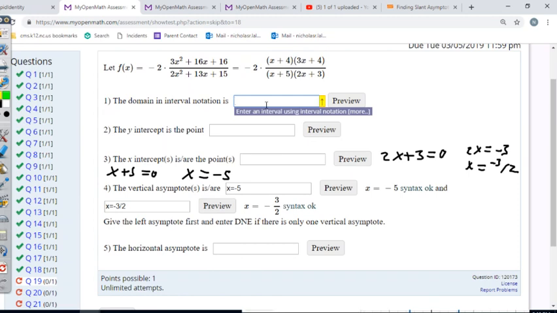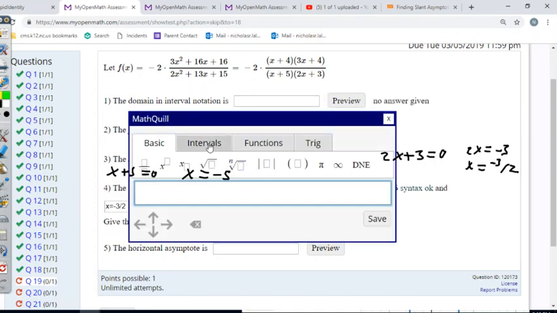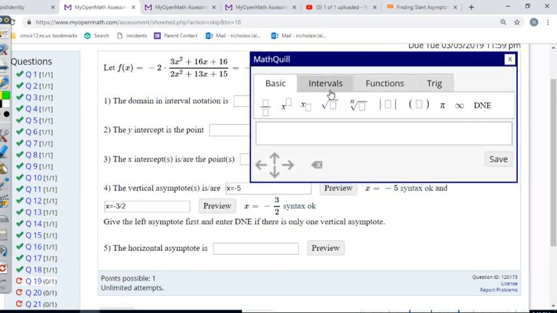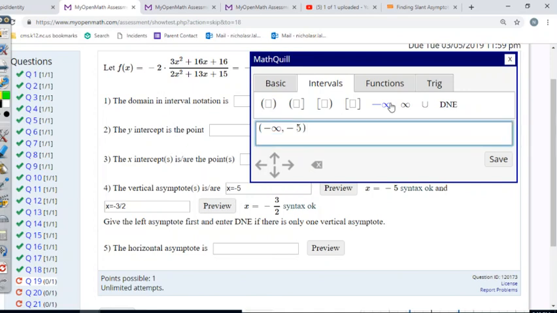Okay, and we don't have any holes, so just from those vertical asymptotes, we know that our domain is from negative infinity to negative 5, union negative 5 to negative 3 over 2, union negative 3 over 2 to infinity.